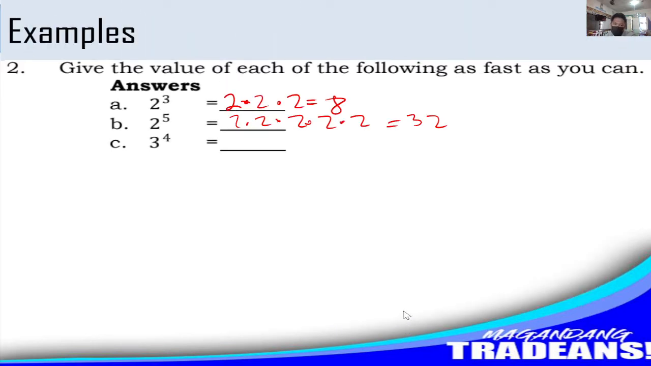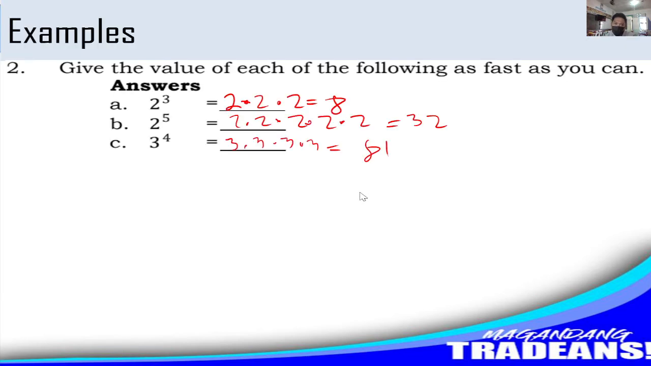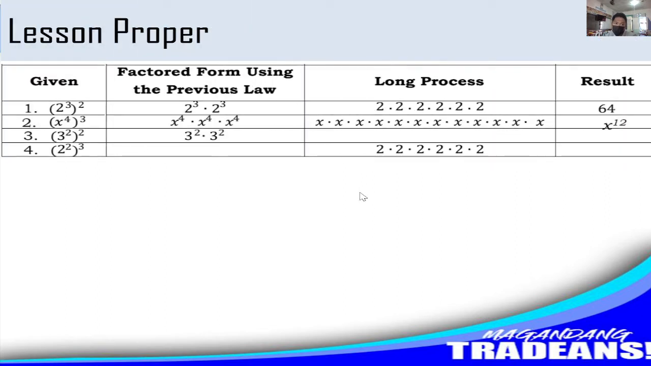Okay, next, continue tayo sa number letter C. So, we have 3 times 3 times 3 times 3. 4 na beses po. 3 times 3, 9 times 3, 27. Times 3 is 81. So, 81 po yung sagot. So, ganun lang po. Okay? Next, let's continue. Do not forget to copy everything, class, ha, because it is part of your portfolio.